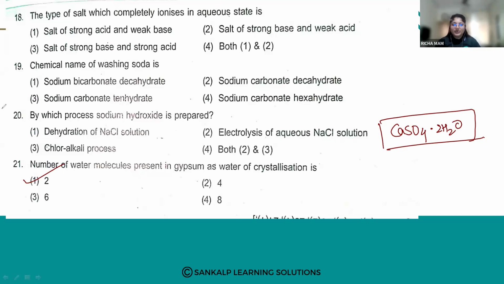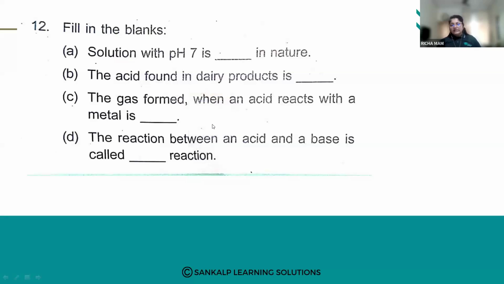So these are the 21 questions which we have discussed from the chapter acids, bases, and salts. I hope all the questions are clear. So let us go for the fill in the blanks. Solution with pH 7 is dash in nature. What will be the answer, students?